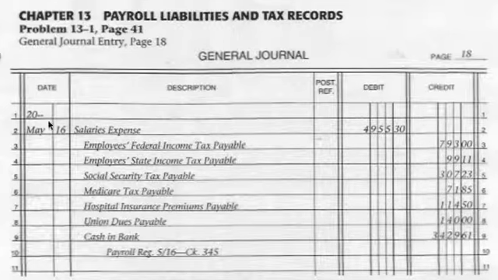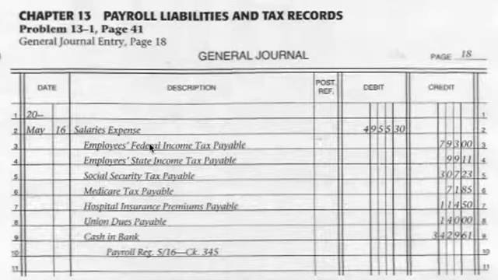So the first thing you do is you write the year on the first line as always, and then on the second line you record the date from the payroll register, so May 16th. Our debit will be salaries expense because we've paid our employees, and so that is an expense to the company, so salaries expense. Then you don't put an amount here yet because you don't know what that is.